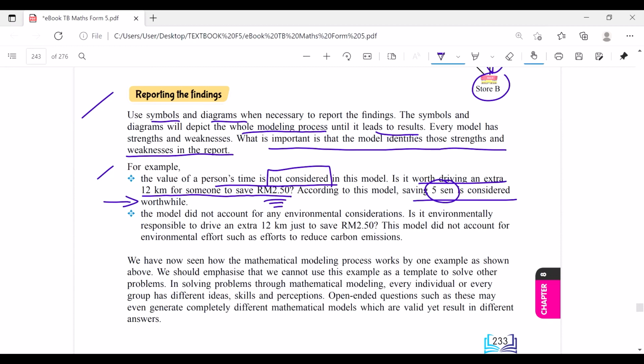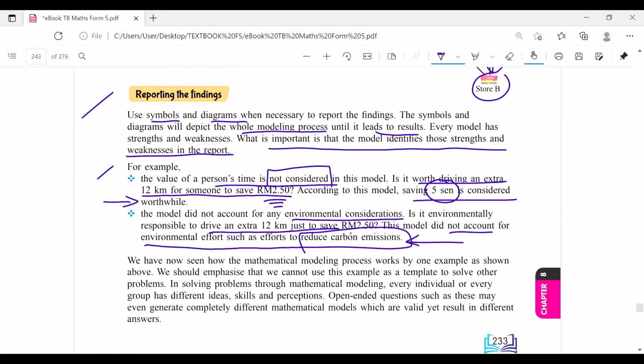The model did not account for any environmental consideration. What happens if something happens to you during the journey? And this model did not account for environmental efforts such as reducing carbon emission. You use more petrol, that means more carbon emission from your car. This one also you have to refine.